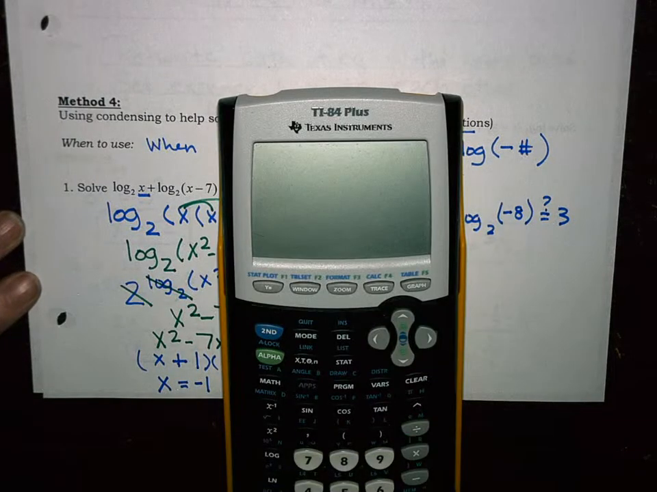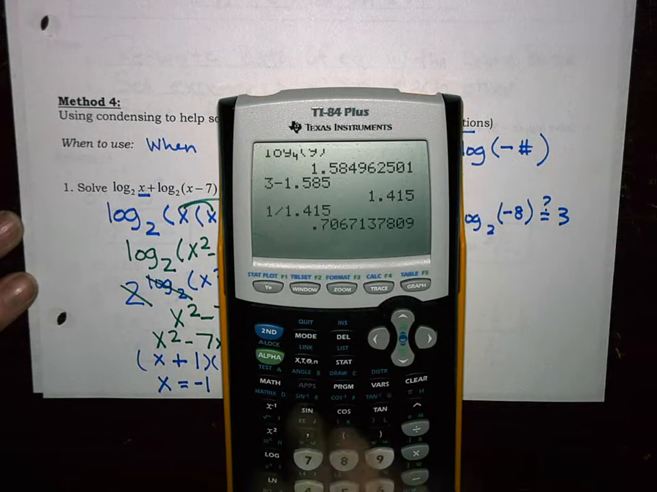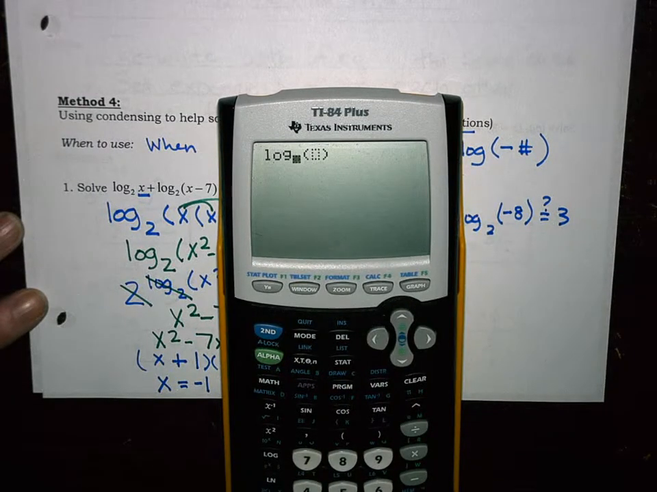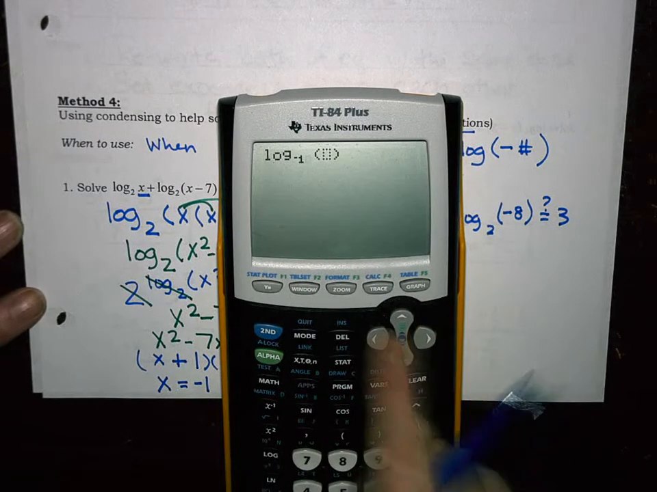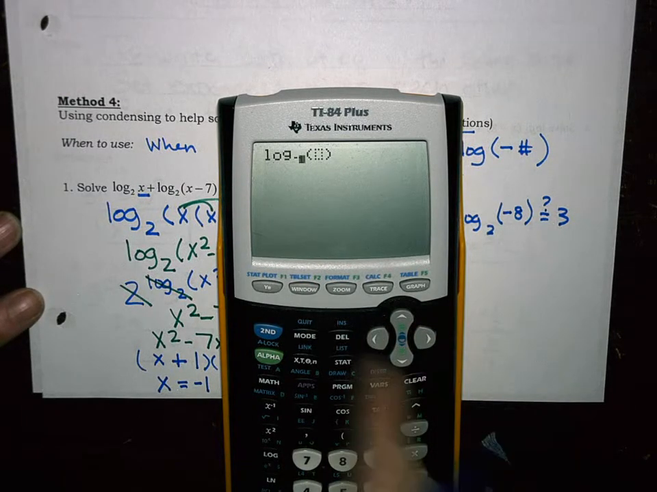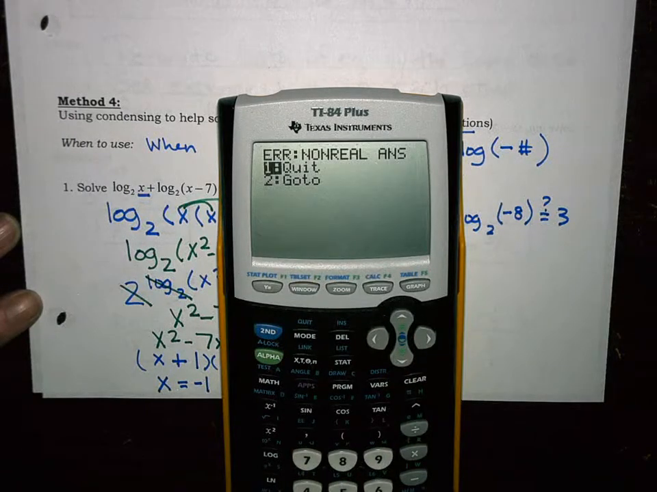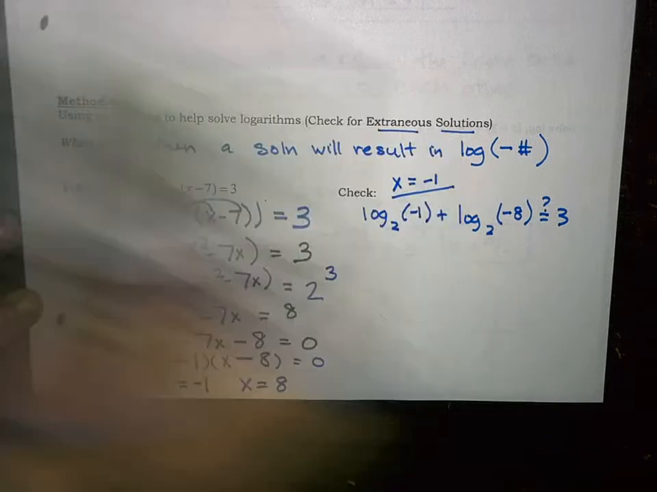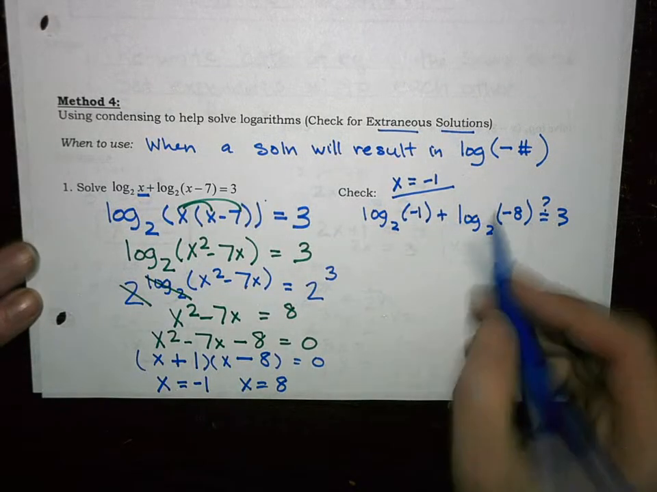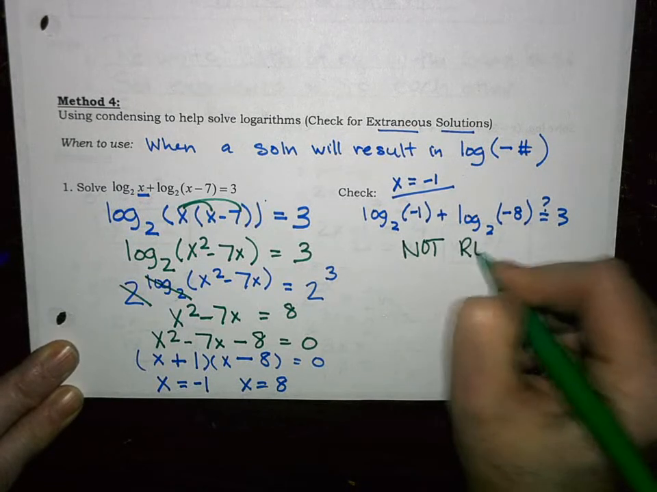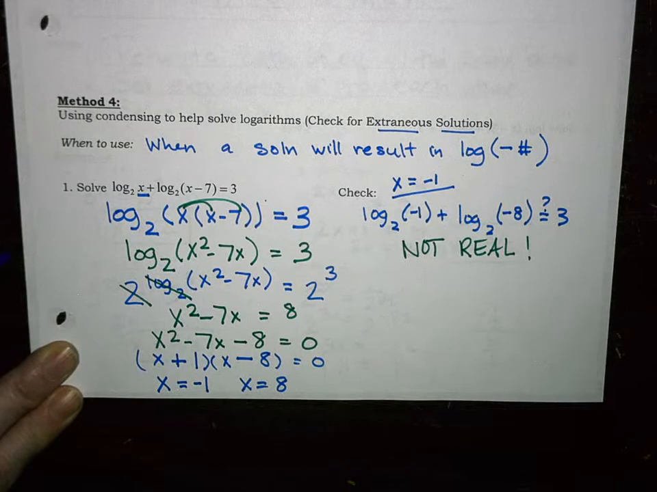Well, I want you to take your calculator out with me. Turn it on. Hit the math button. Go up to log base, and I want you to put in negative 1, the log base 2. Delete. The log base 2 of negative 1. Error, non-real answer. So I can't take the log of a negative number. So this is not real.